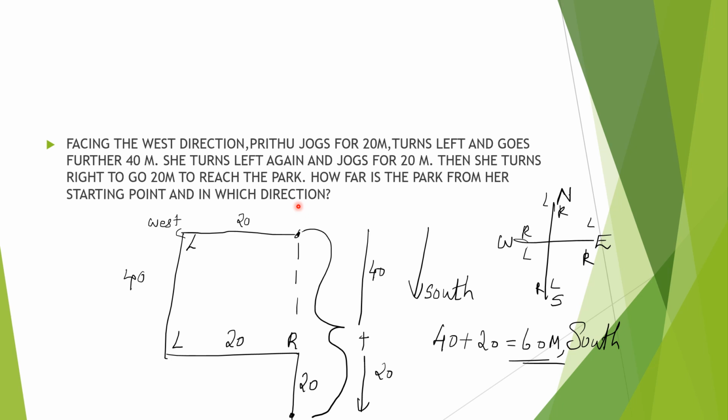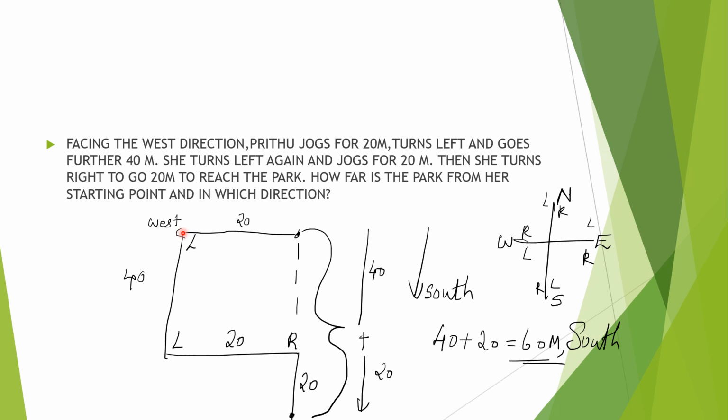That is the question. So we have to see the distance between the park and her starting point. First we have to draw the direction she has passed on. Facing the west direction, Preetu jogs for 20 meters. So this is the west direction. From here she started, and she jogged 20 meters.